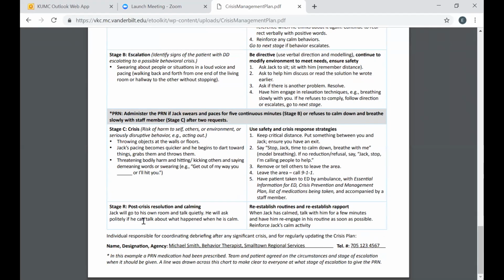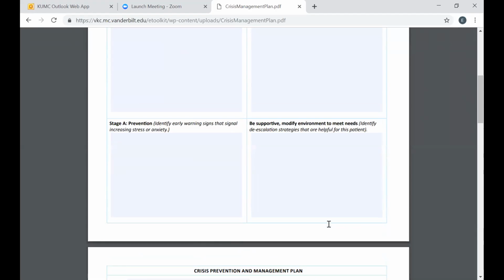So I think we're recognizing this all over medicine, at least, even if there's a code, we do the debriefing. So if there's an acute crisis event for a behavior, what's the post-crisis resolution? What will Jack do? He's going to go back to his own room. He's going to talk quietly. And then he's going to ask if he can talk about what happened. And once he's calmed, you talk with him for a few minutes about how to re-engage in his routine as soon as possible.